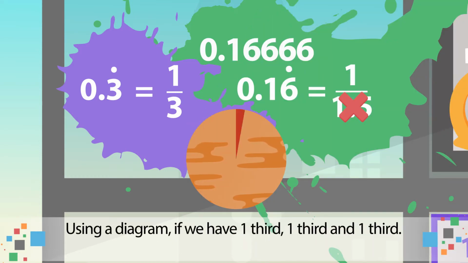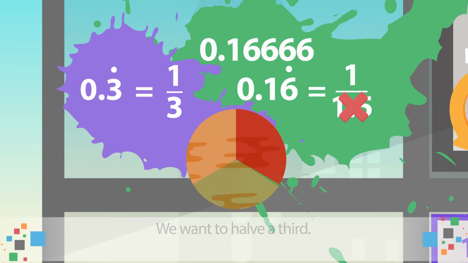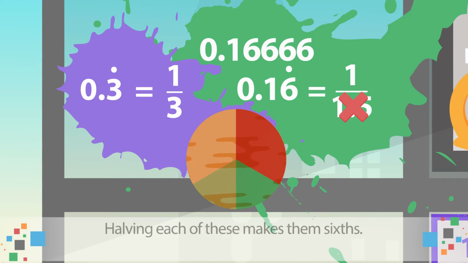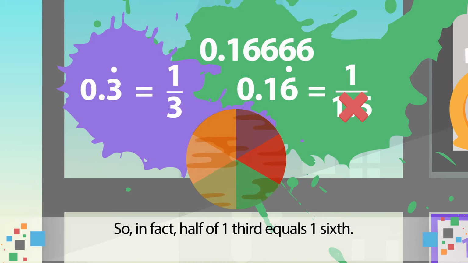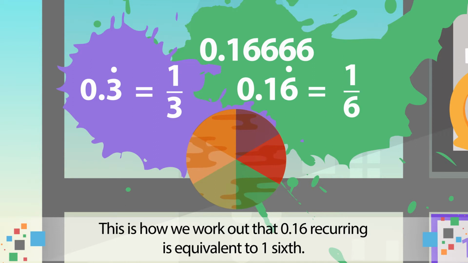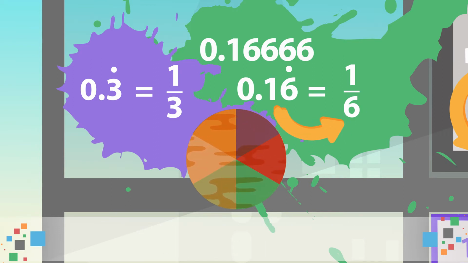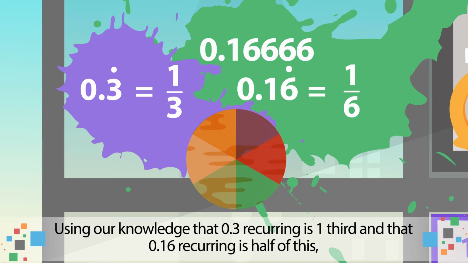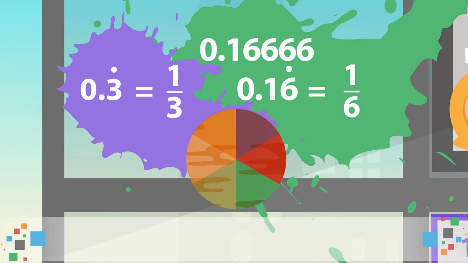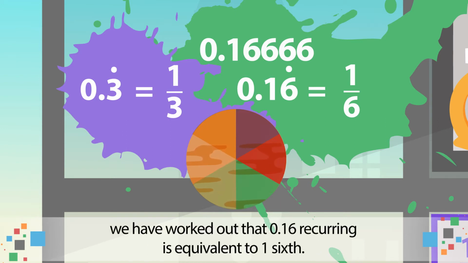Using a diagram, if we have 1/3, 1/3, and 1/3, we want to halve a third. Halving each of these makes them sixths. So, in fact, half of 1/3 equals 1/6. This is how we work out that 0.16 recurring is equivalent to 1/6. Using our knowledge that 0.3 recurring is 1/3 and that 0.16 recurring is half of this, we have worked out that 0.16 recurring is equivalent to 1/6.